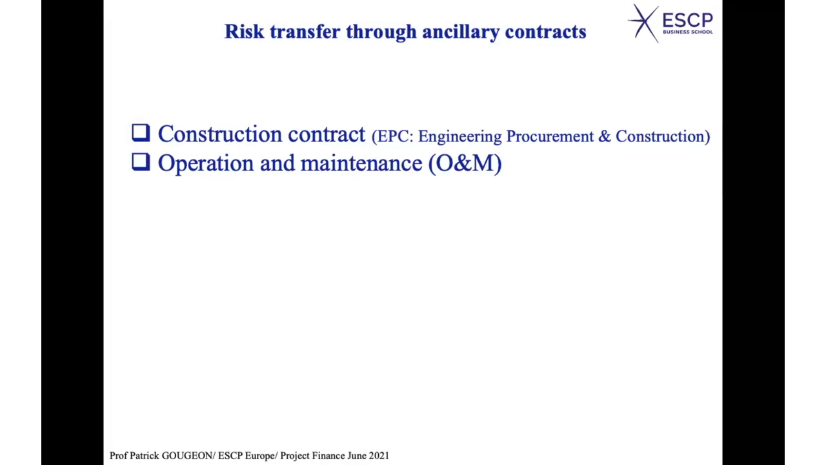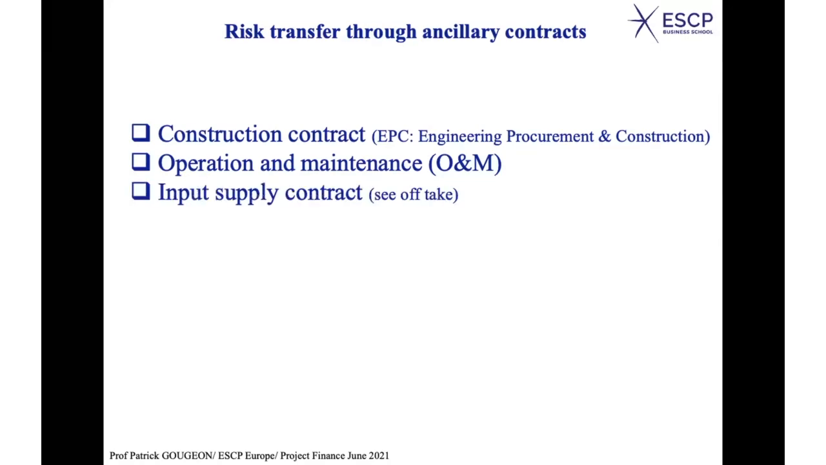You also have input supply contracts, as I said. An input supply contract is very similar in spirit to a PPA, to a certain extent, because it's a way to guarantee the supply in terms of quantities and prices. It's very similar to an offtake. If you look at the offtake contract, you have some details that tell you about input supply contracts.